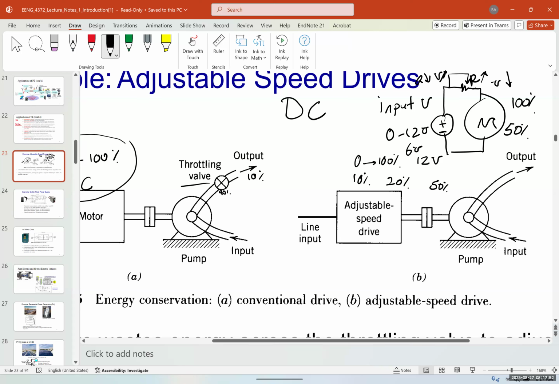We use it for small motors, and I'll explain why we don't use it at all for large motors, or when we need high efficiency, because everything that is not consumed by the motor will be consumed by the resistor. If I drop the voltage by 50%, 50% is consumed by the motor and 50% by the resistor. You remember we had the voltage divider.